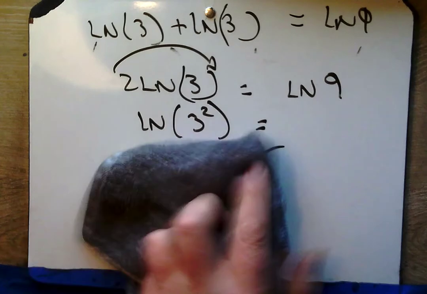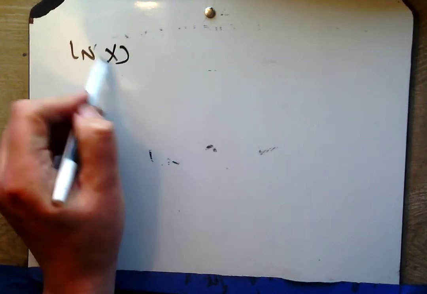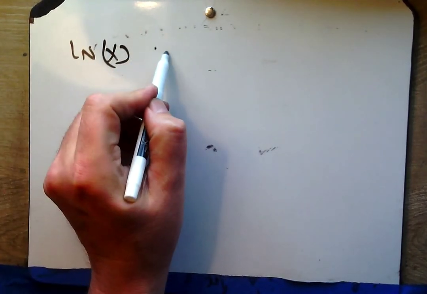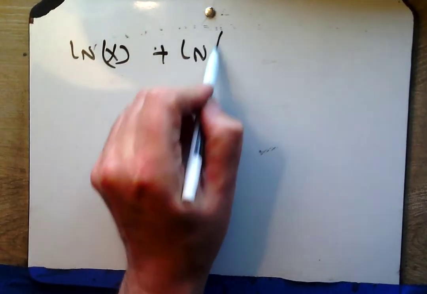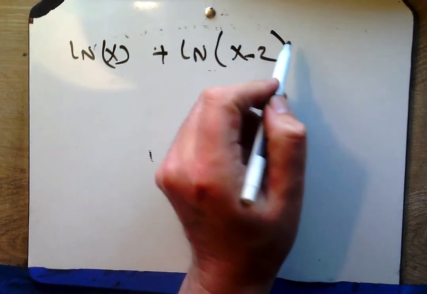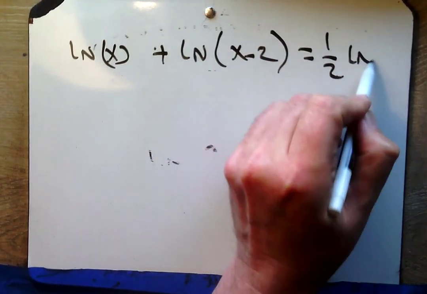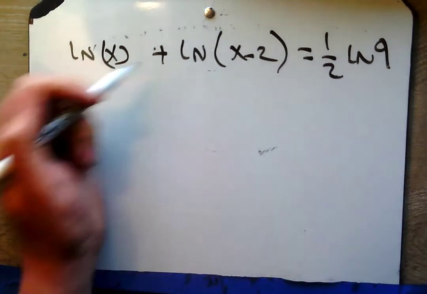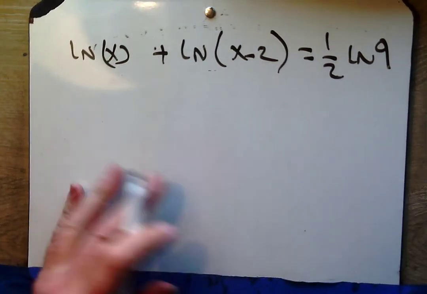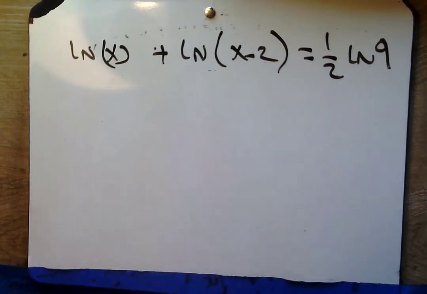Okie doke. Next. How about this one? ln of x plus ln x minus 2 equals 1/2 ln of 9. Okay, give it a try. Come back when you're done. I can't wait to talk about it.